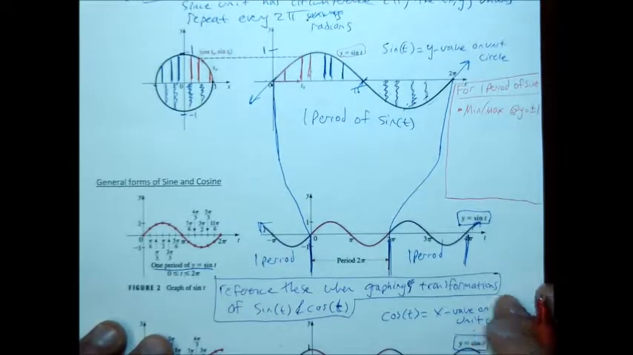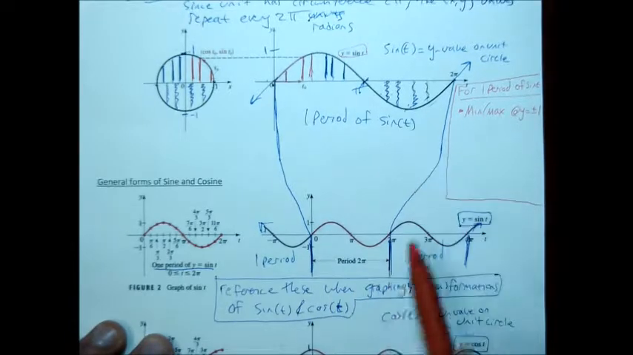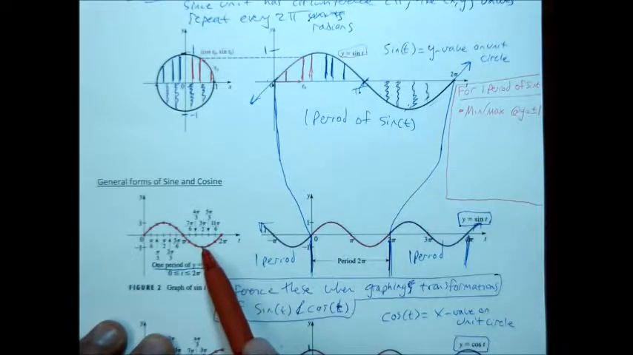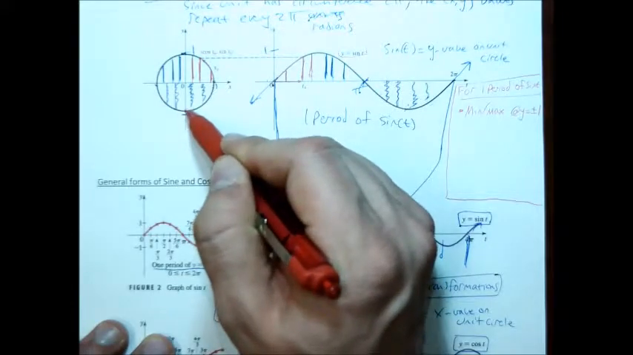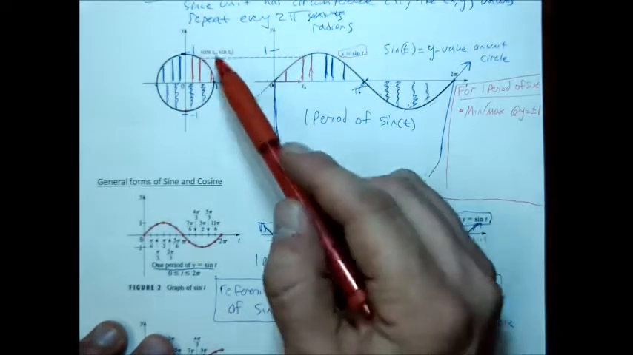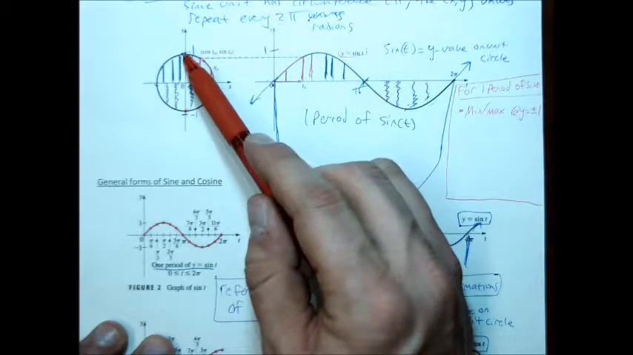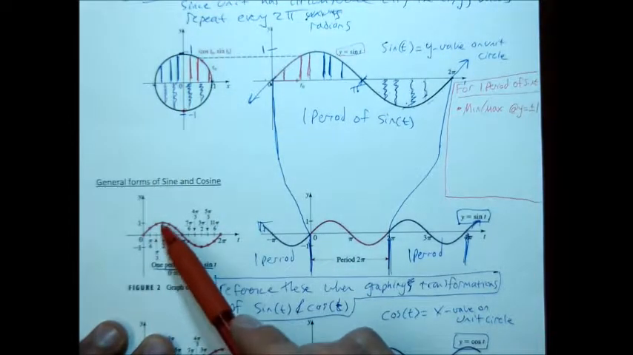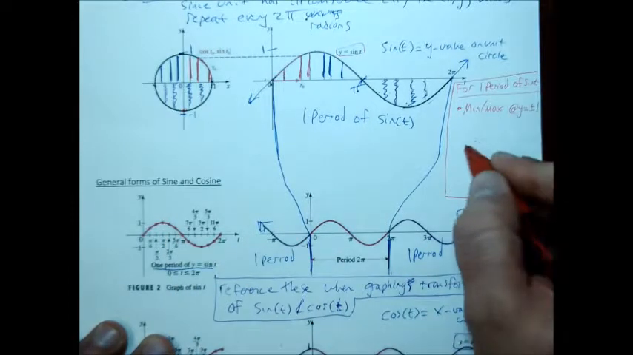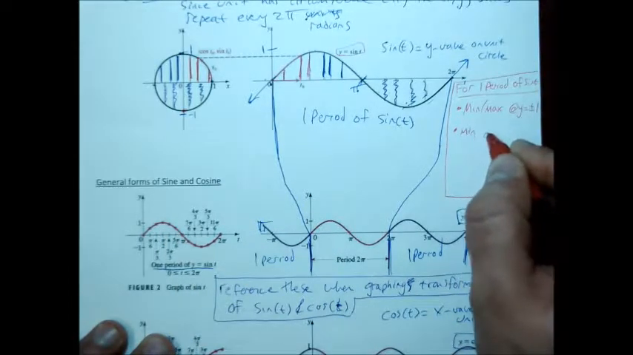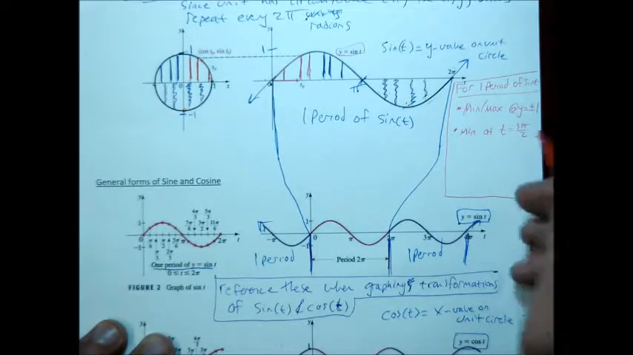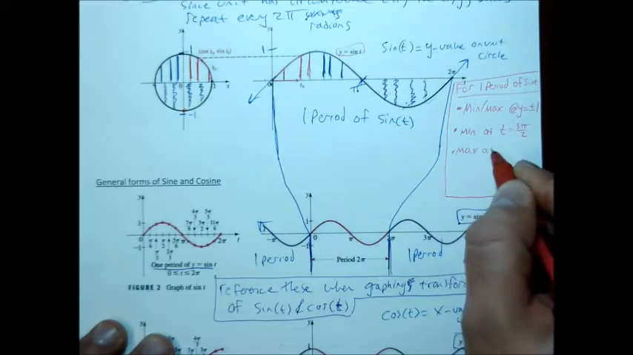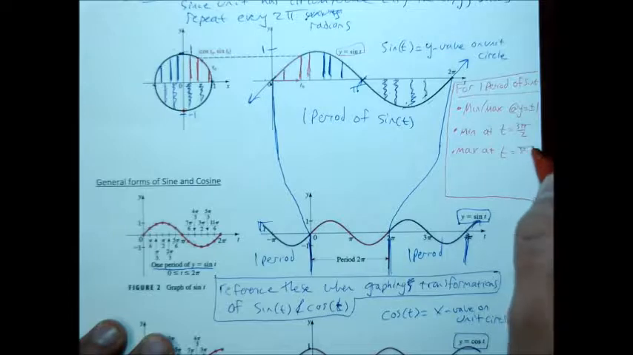All right? The min, so the -1 part, this low point on the graph, you can see that it occurs at 3 pi over 2. And that's because this point right here, where the -1 y value is, is at the point 3 pi over 2. And the max is up here at 1, and that occurs at pi over 2. And we can see that on this graph. So notice that the max is at pi over 2. Okay, so let me write that down. So the min is at t equals 3 pi over 2. And the max is at t equals pi over 2.